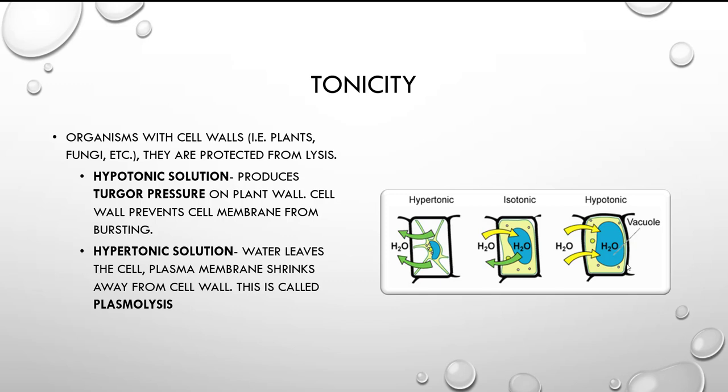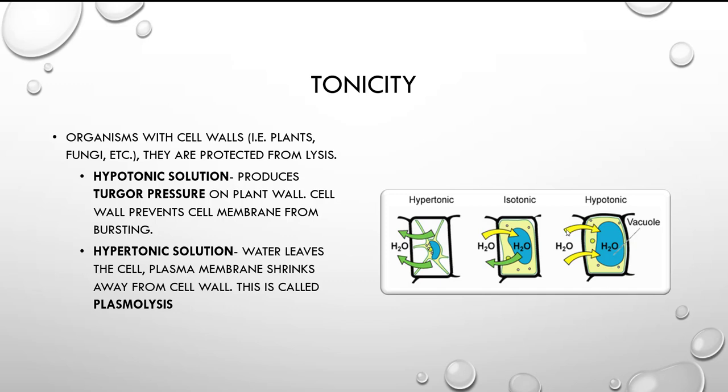So that's a way that it prevents the plant cell from bursting. Animal cells don't have a cell wall, so our cells can burst if placed in a hypotonic solution. Plant cells simply don't take up any more water because their cell walls prevent them from doing so. They are protected, right?